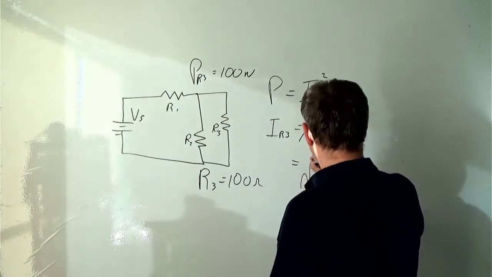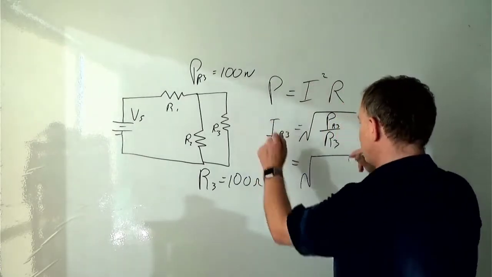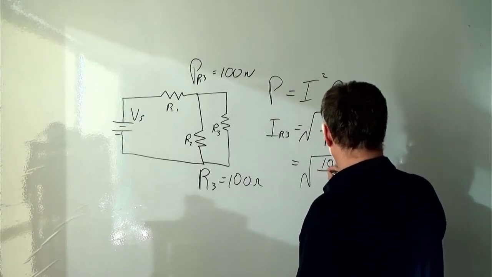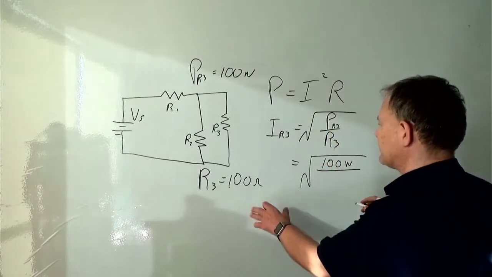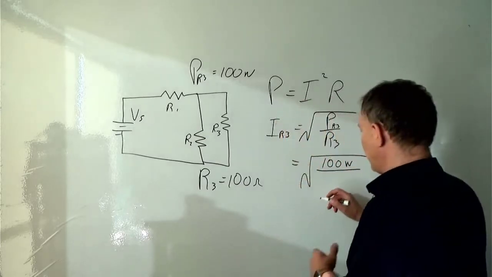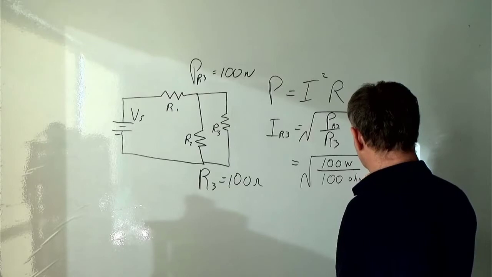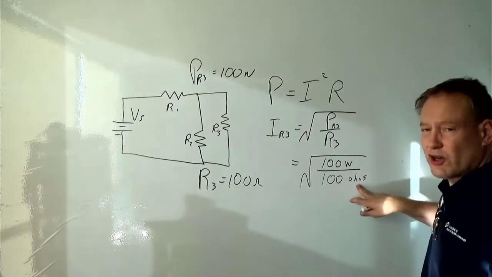I'm going to put my values in here. First, I'm going to put this guy. My power is in watts, so I'm going to write 100 watts. Now I'm going to write this down here, but I'm going to do it wrong. I'm going to write 100 ohms, spelled out. That's not a unit, that's a word.